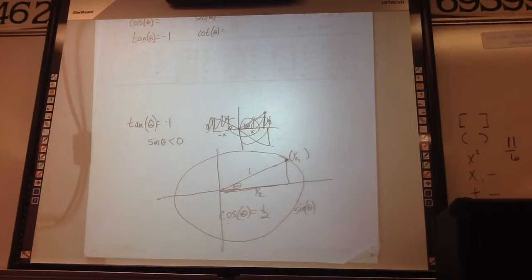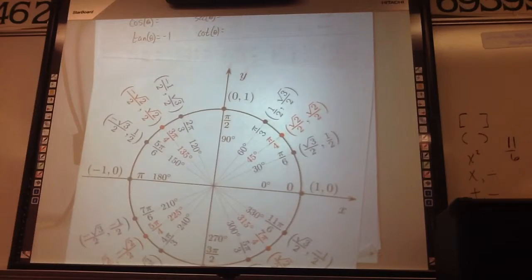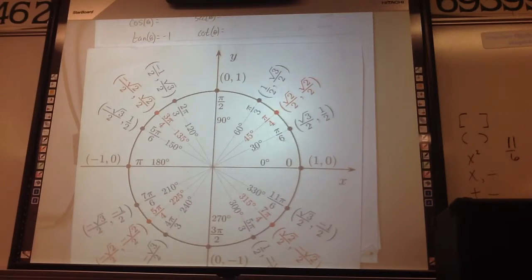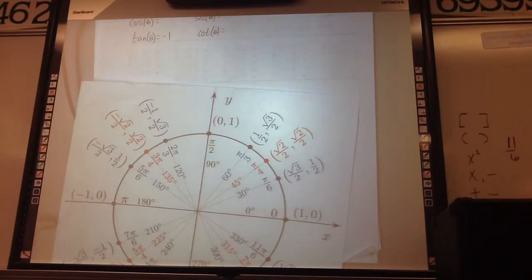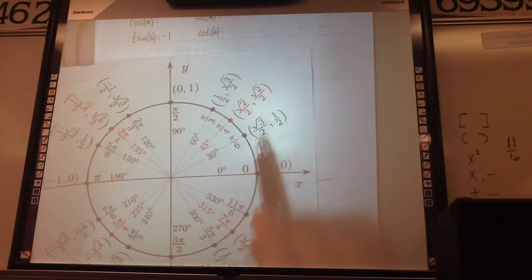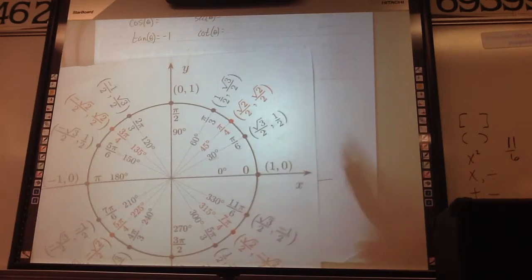Easy way to remember which one's which. Here's what I do. Wait, tangent's y over x. Okay, hold on. I'll give you the easy way to remember all this. If you're like, I can't remember if that's the sine or cosine of 30, there's two ways to remember it.